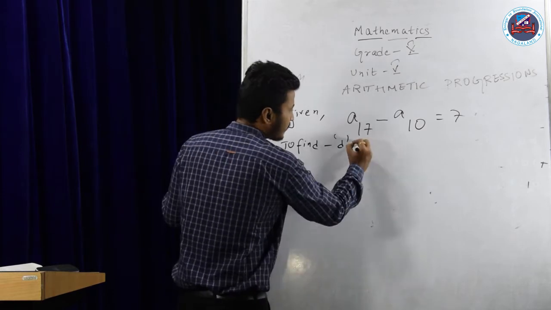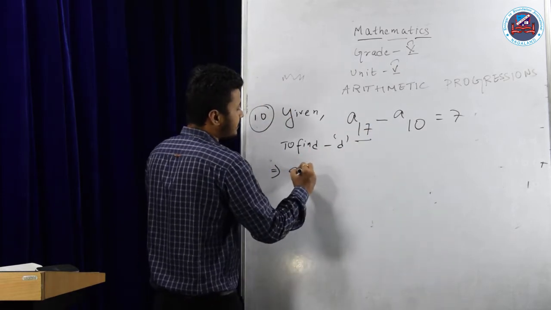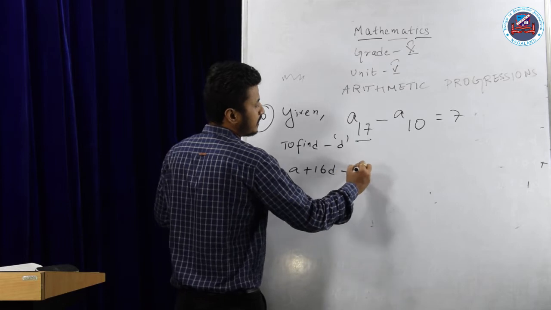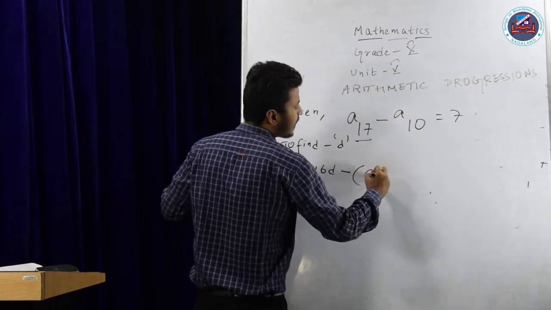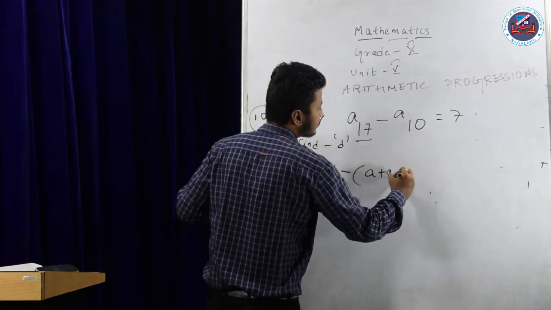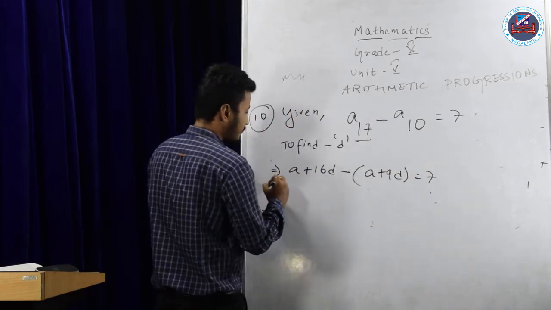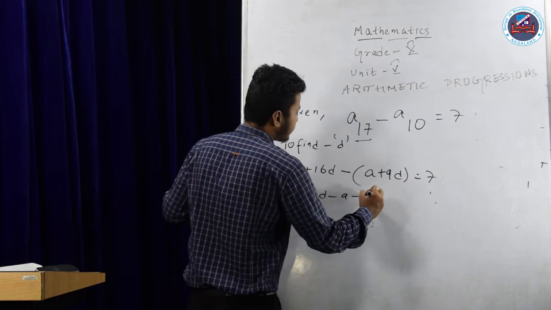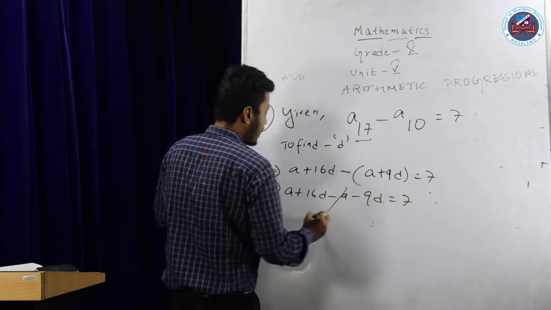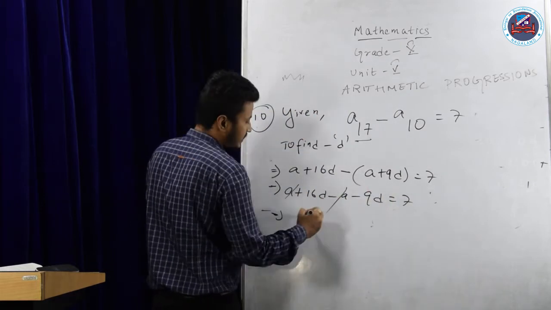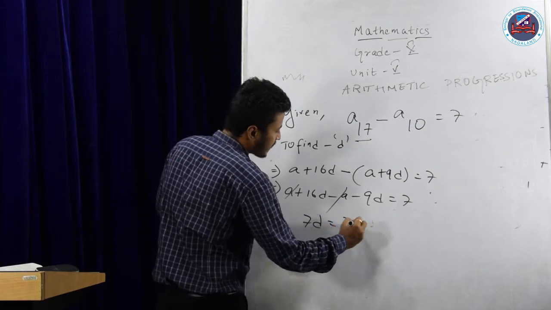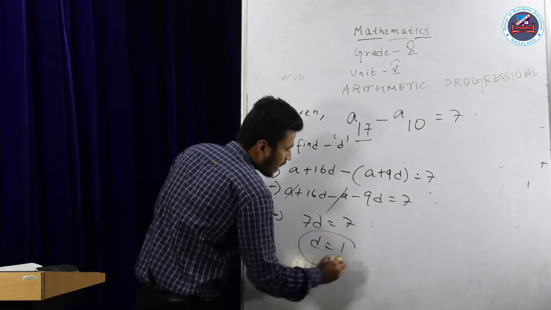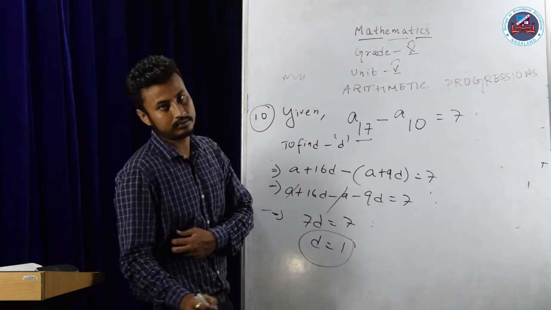Let me proceed. A17 can be written as a plus 16d minus A10 can be written as a plus 9d equals to 7. A plus 16d minus a minus 9d equals to 7. A cut. 16d minus 9d, 7d equals to 7. D value is what? 1. This is what they are asking. This is your answer.